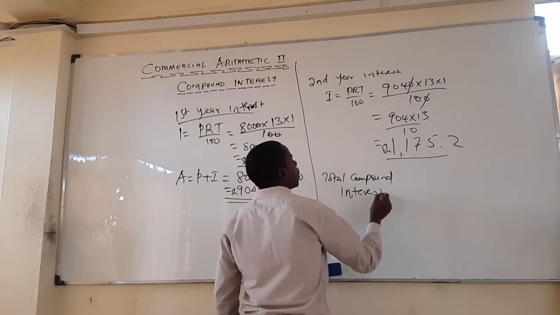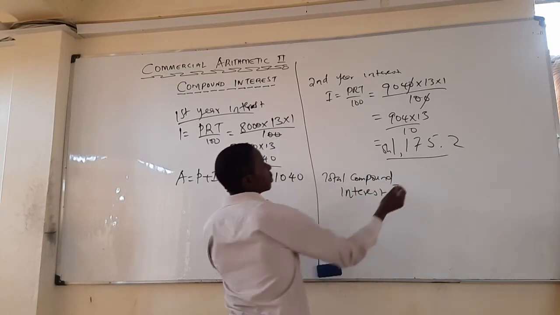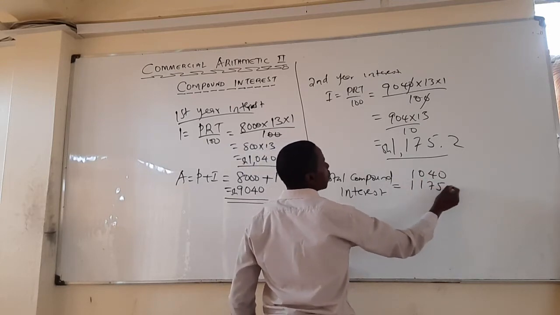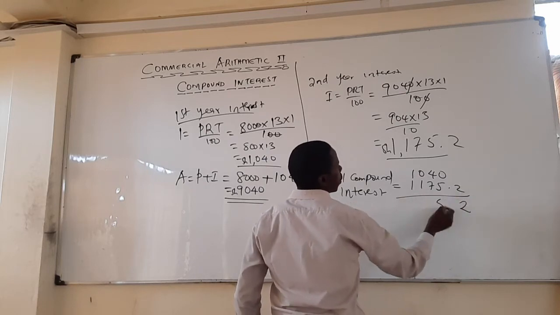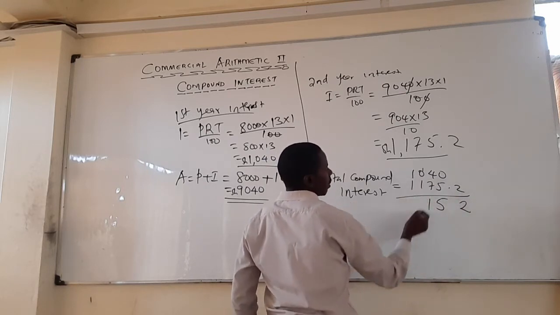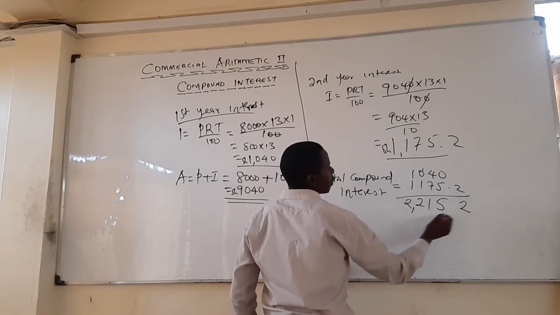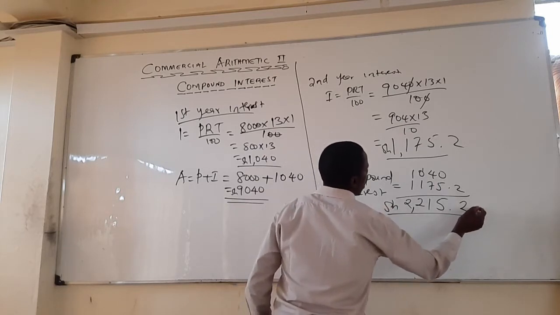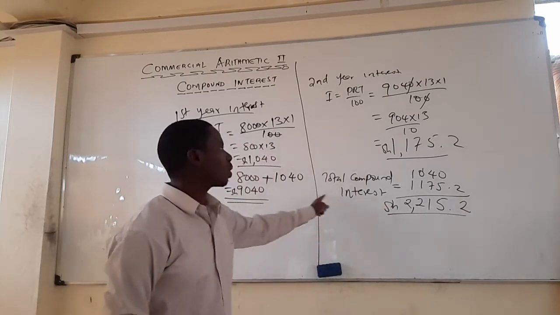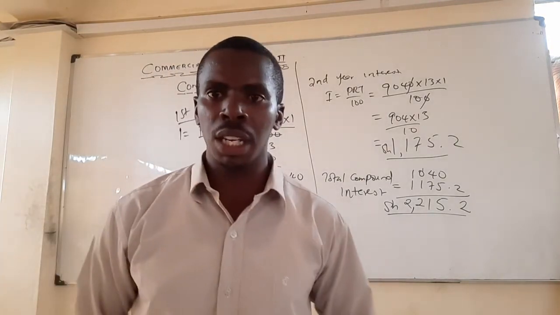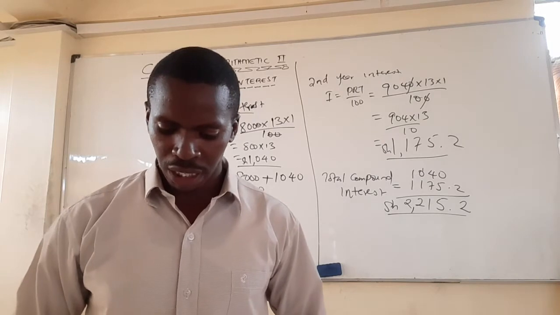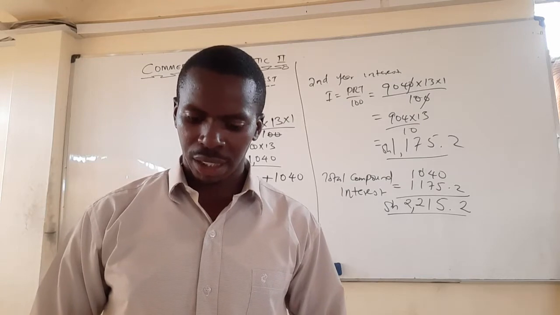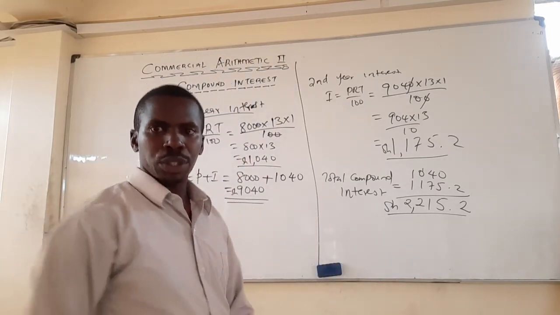So we add the total interest. The total compound interest will be the first year interest, which is 1,040, and then we add 1,175.2. We get 2,215.2 shillings. So that is the total compound interest that is going to be earned by 8,000 for the 2 years.